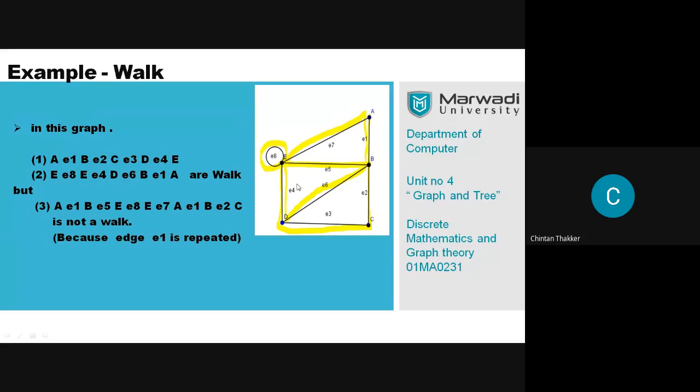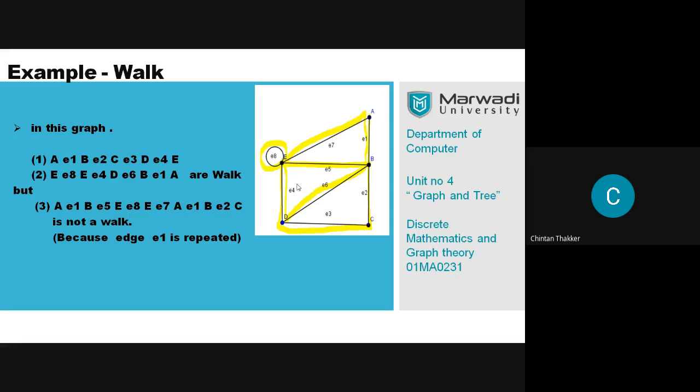So it is an alternating sequence of vertices and edges, starting with a vertex and ending with a vertex. But remember that every edge is covered by its two endpoints. The vertex before the edge is an endpoint of that edge, and the vertex after the edge is also an endpoint of that edge.